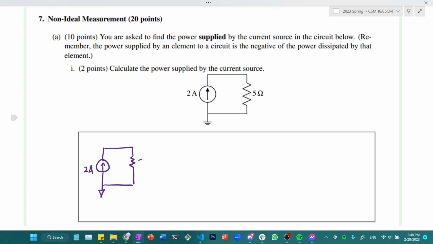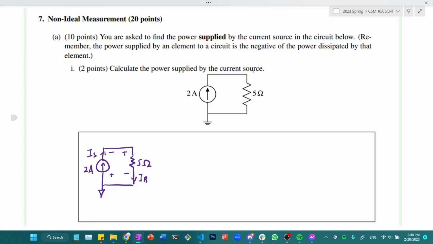Okay, hopefully this looks good enough. And for simplicity, I'm going to label that the current goes in the exact direction that the current source indicates. So IR is the current flowing through the resistor, and IS is the current flowing through the current source.